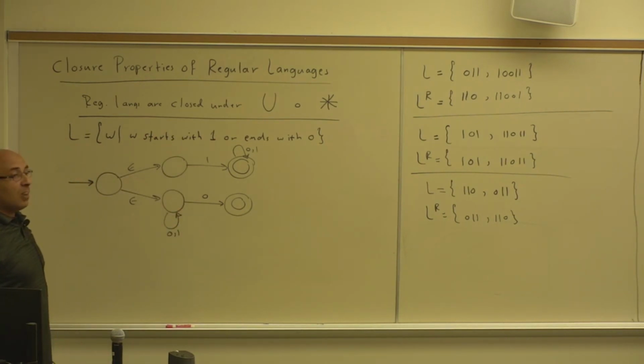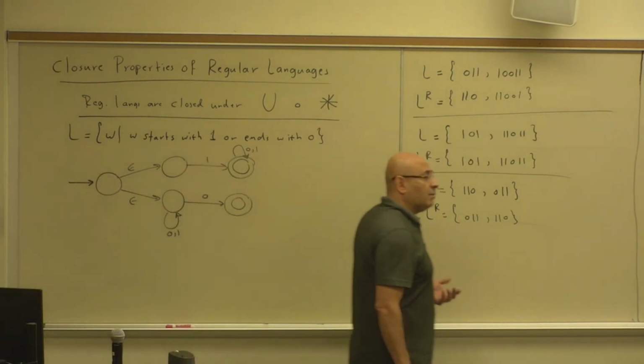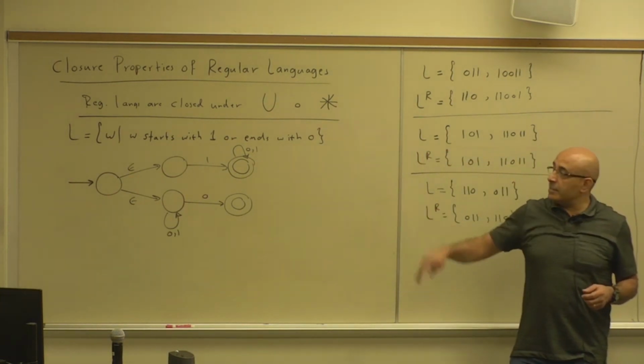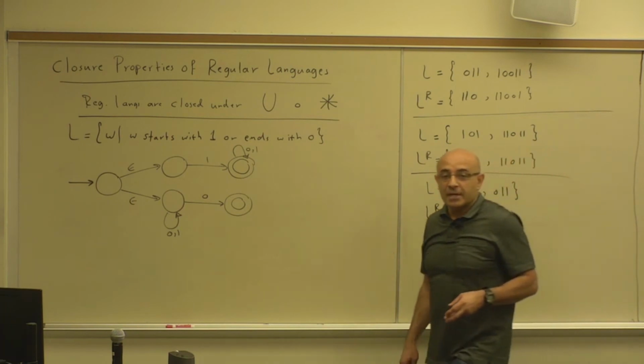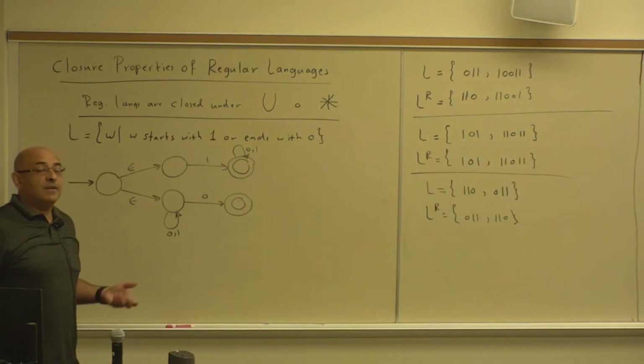Now, in order to construct an NFA for the reverse language, how do you think we can do it? We have an NFA for this language. How do you think we can construct it? It's very intuitive. How can you construct an NFA for the reverse language?